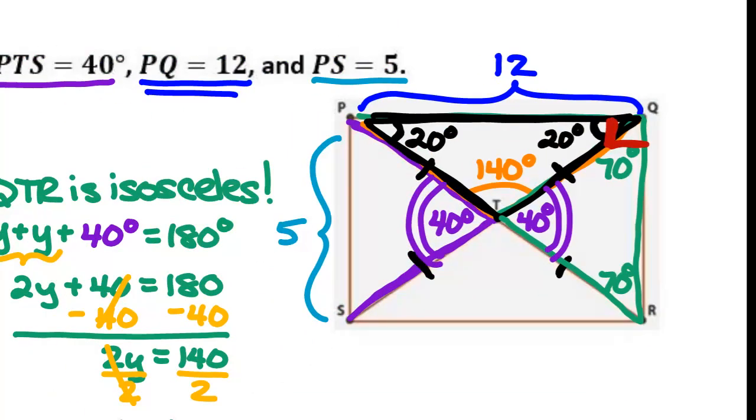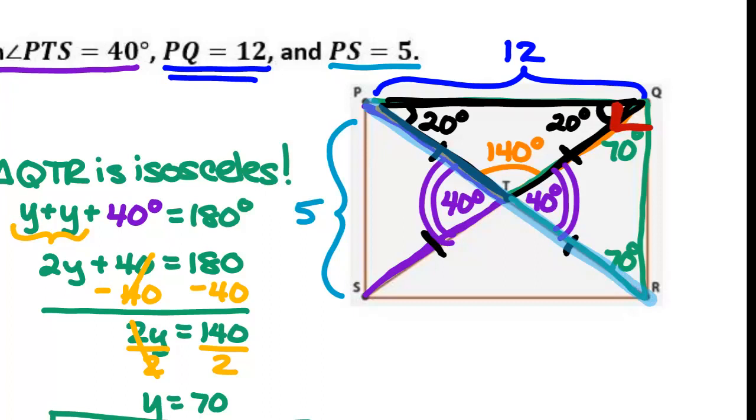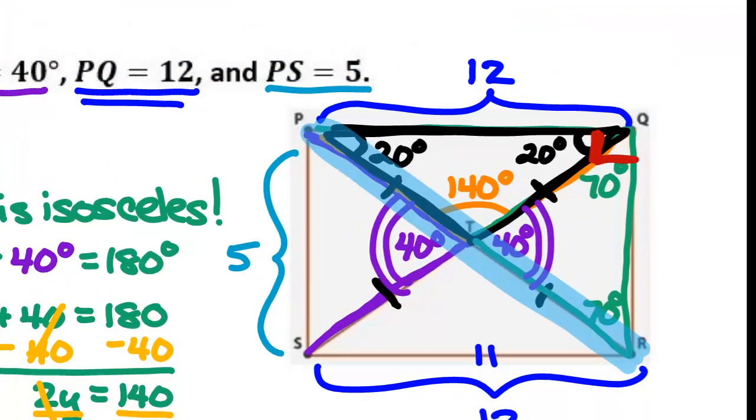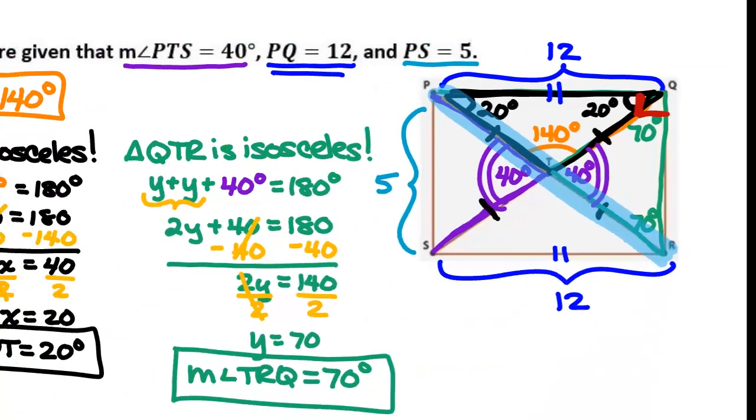PR, where's PR? Let me see if I can trace over it with my highlighter. PR is this right here. That is one of my diagonals. How big is SR? 12. SR is 12 because it is congruent to PQ up at the top here.